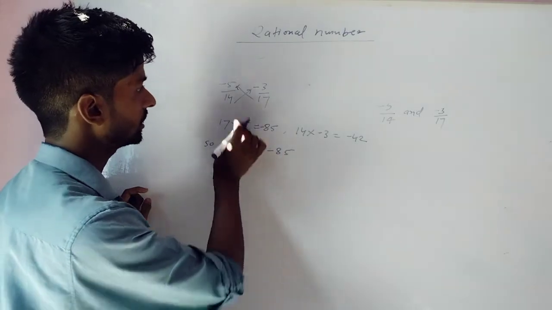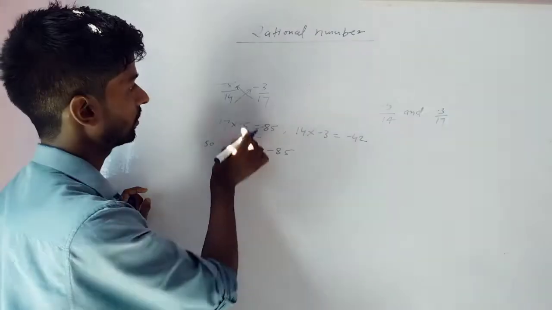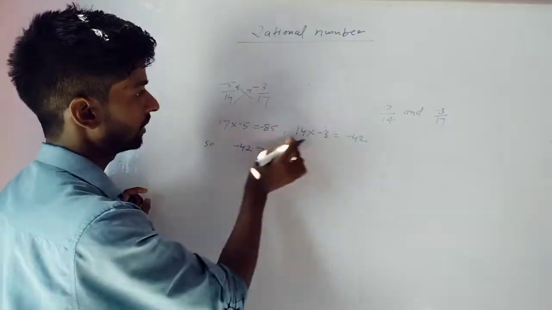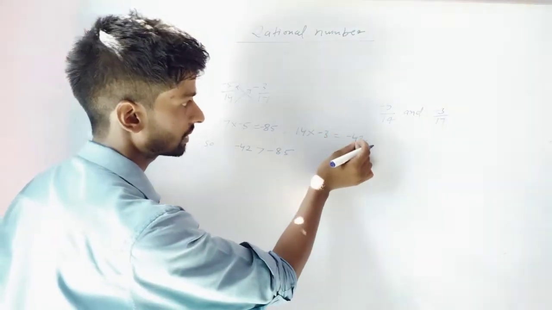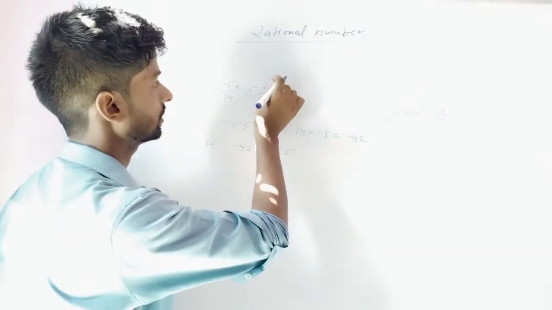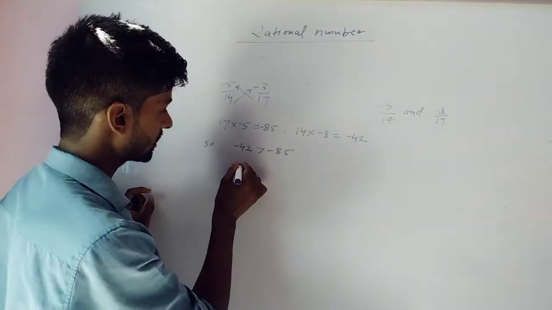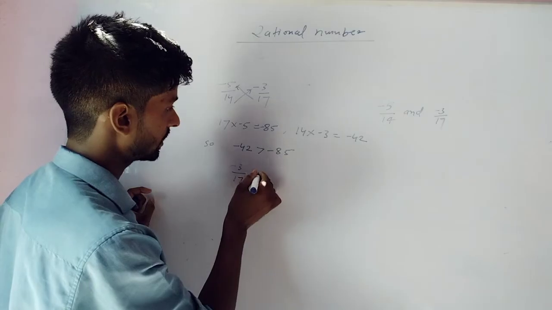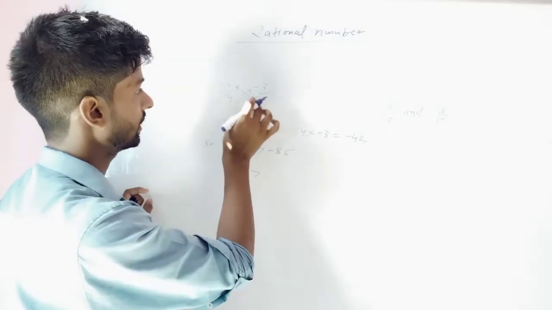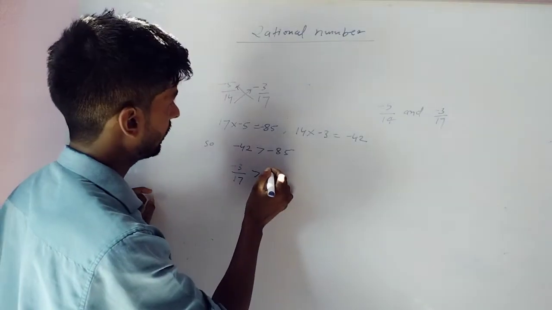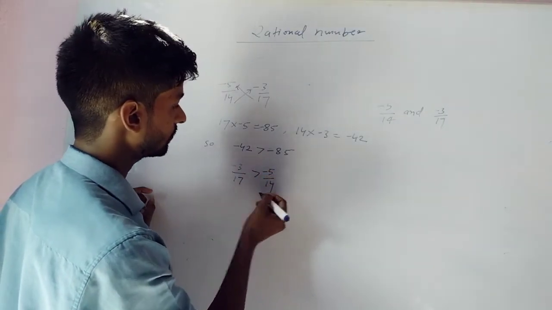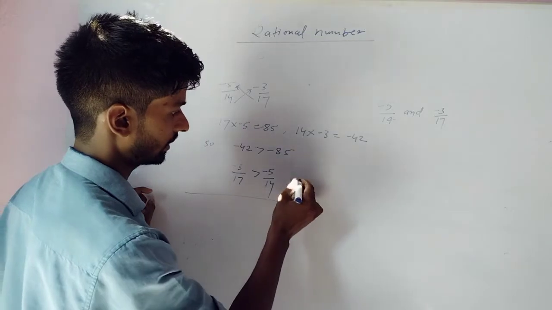So we have -42 is greater than -85. So we can write the original rational numbers: for 14 multiplied by -3, the rational number is -3/17, which is greater than, for 17 multiplied by -5, the rational number -5/14. So this is the answer.